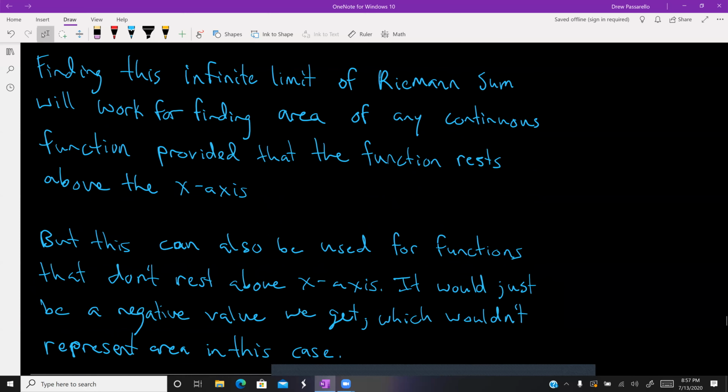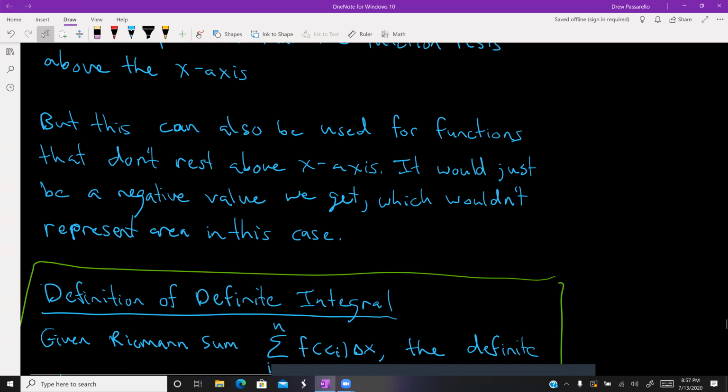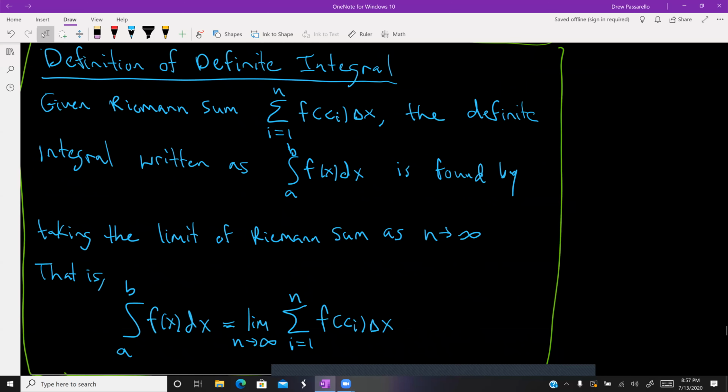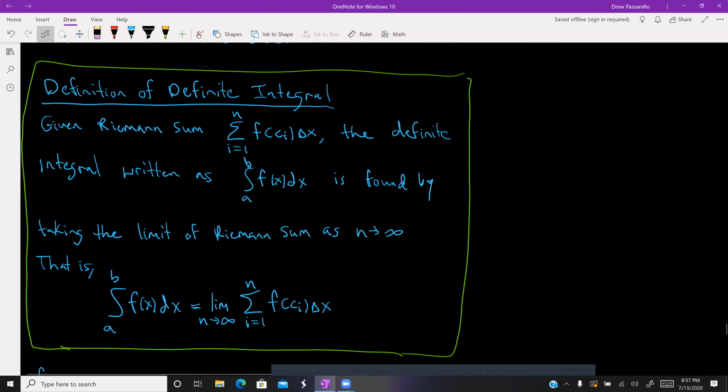All right, so that infinite limit of the Riemann sum is actually called a definite integral. And so this is the definition of a definite integral. Given the Riemann sum, the definite integral is written with the integral sign you've seen before. It basically looks like the indefinite integral from section 4.1. It's just that now you have a and b attached to the top and bottom of that integral sign. So we had the indefinite integral in 4.1.